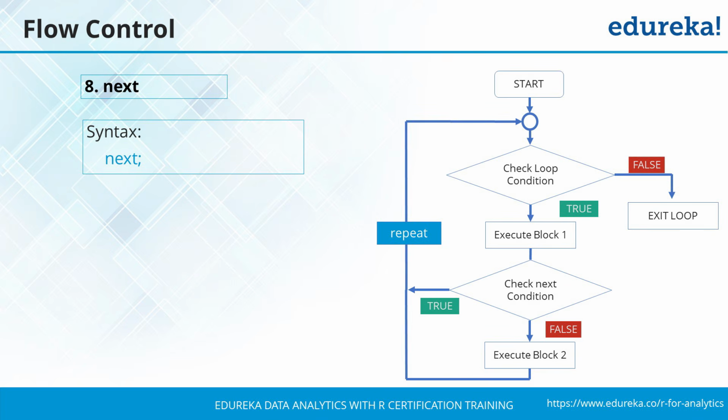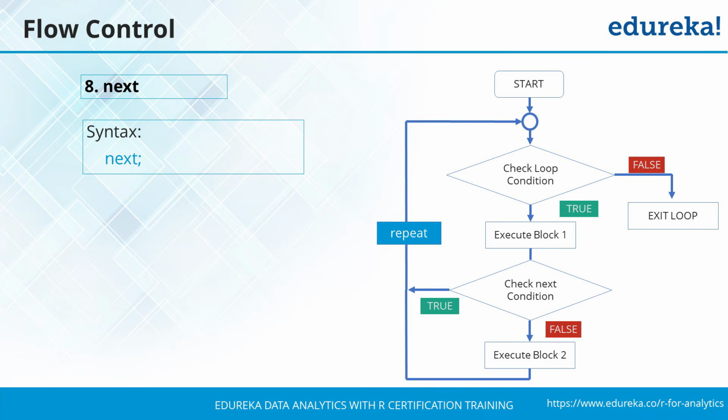Okay, so if you look at the flow diagram here, you first check the loop condition and then let's say you have certain codes written before the next condition. Then you check if the next condition is true or false. If it is false, then you'll execute the remaining code written in that block and then you'll go to the next iteration. But if the condition is found to be true, then you do not execute the code written below it and you iterate to the next loop.